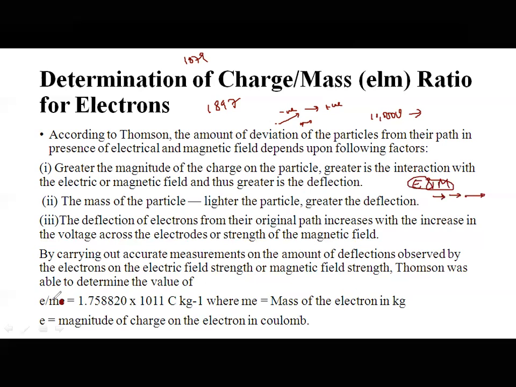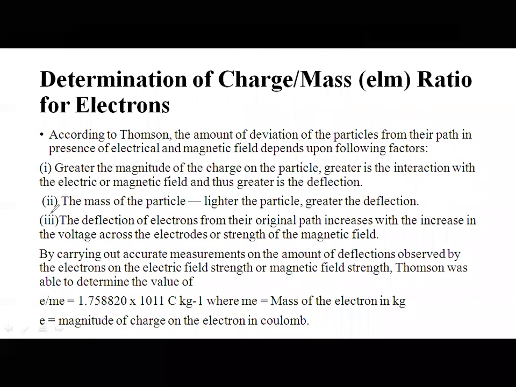What is this? Charge to mass ratio of an electron, and it came out to be 1.758820 into 10 raised to 11 coulombs per kg. Yes, this is the charge to mass ratio of an electron, e by m e equals 1.758820 into 10 raised to 11 coulombs per kg, where m e is the mass of the electron in kg and e is the magnitude of charge in coulombs. So this was how he came to the conclusion. You need to remember this value, the charge to mass ratio.